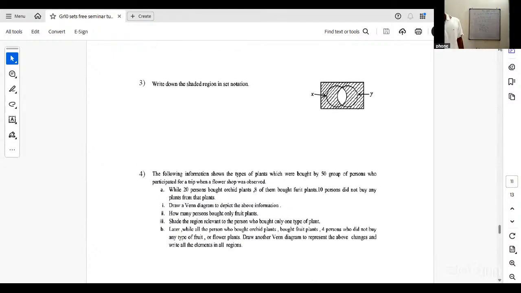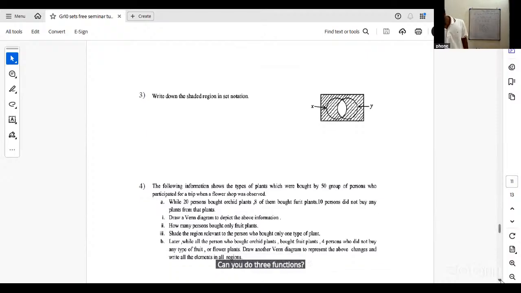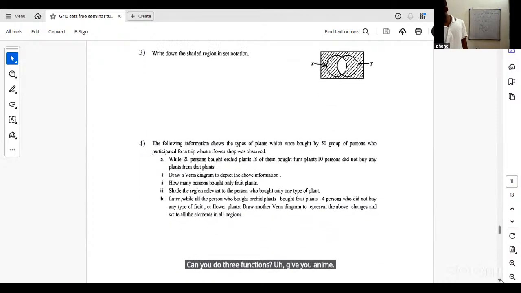Then we'll do questions from the third onwards. I'll give you another image. You can start with the third and fourth questions. I'll give you 15 minutes, but you can start with the fourth question.